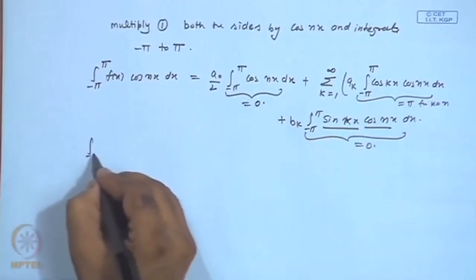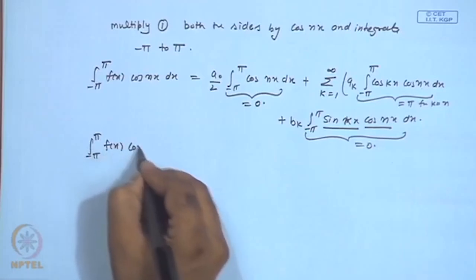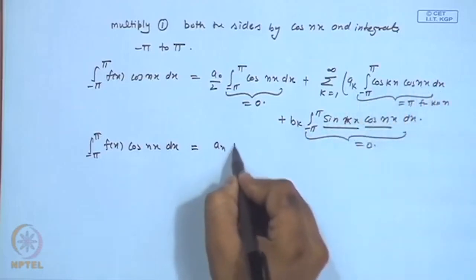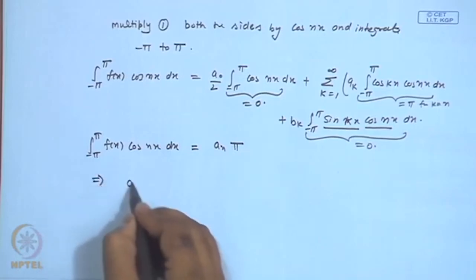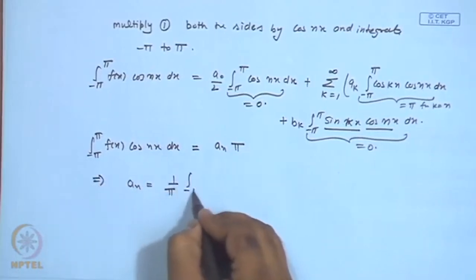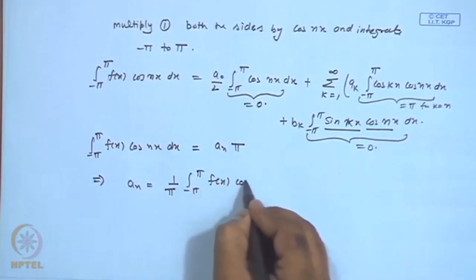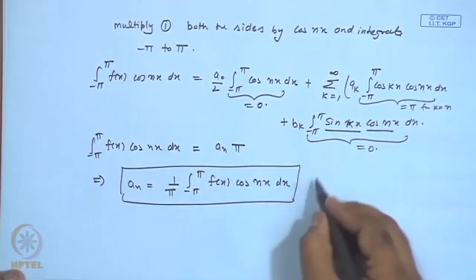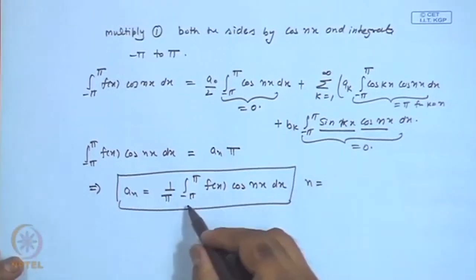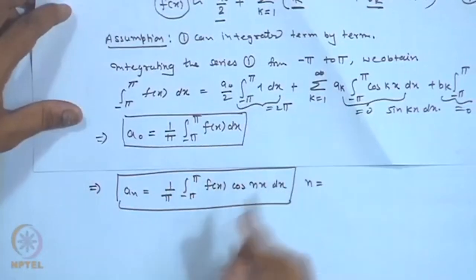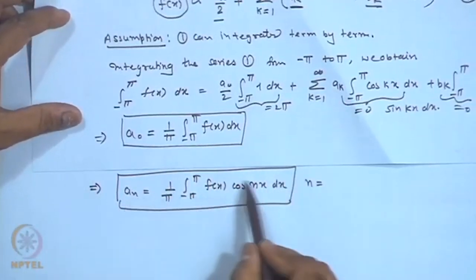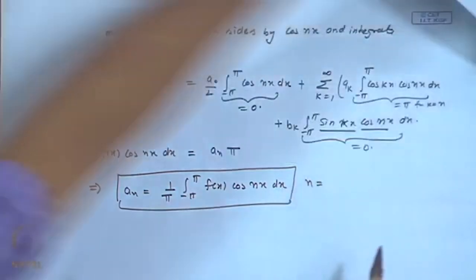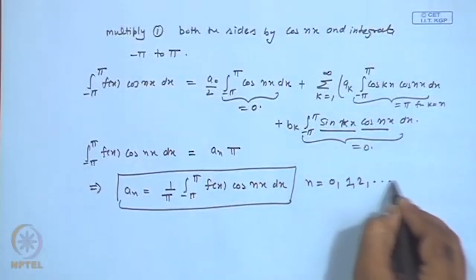So, what we got, that integral from minus pi to pi of f(x) cos nx dx is equal to, we have this a_n times pi. So, we get basically a_n is equal to 1 over pi times the integral from minus pi to pi of f(x) cos nx dx. So, this is the formula for the a_n, and here n is 0, we already got, but if you see that a_0 now we have this, we can also get from here, because a_0 is going to be 1 over pi integral from minus pi to pi of f(x) dx. So, this is basically true for n = 0, 1, 2 and so on.